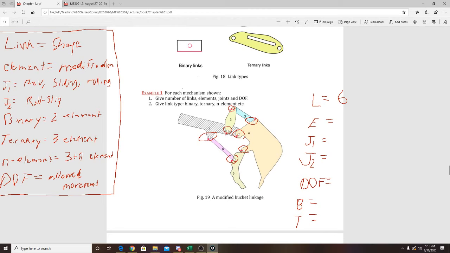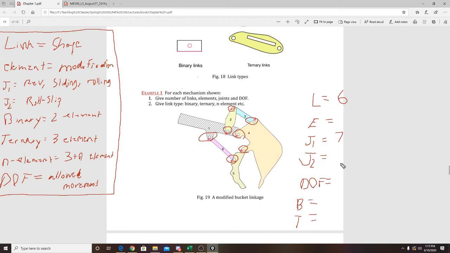Oh, I meant the joints. So we're skipping the elements right now because that one's based on the joints a little bit, so we're going to figure that out first. So this right here was 7. Because you will find that if all your links are binary, then you can just multiply the links by 2 and get the elements. But for this one, we're about to go to that. How many J2 do we have, by the way?